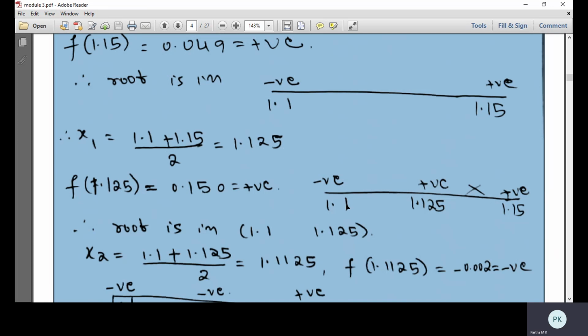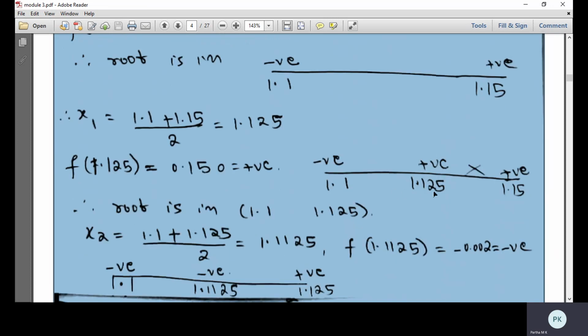So what is the next value? (1.1 plus 1.125) divided by 2, 1.1125. For 1.125 you got a positive value. For 1.15 you got a positive value. So no root. Forget about this. For the next step, you are writing 1.1 as it is, 1.1 negative. 1.125 positive, same thing I have written.